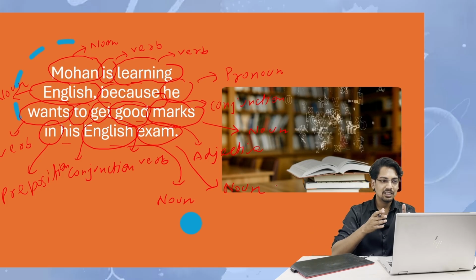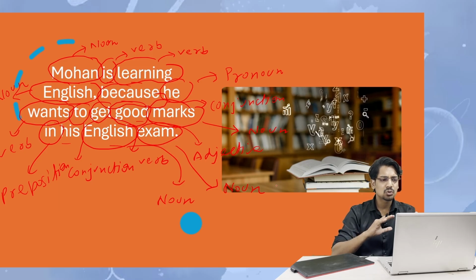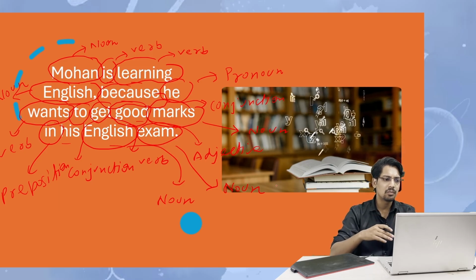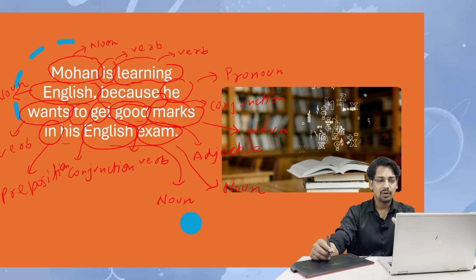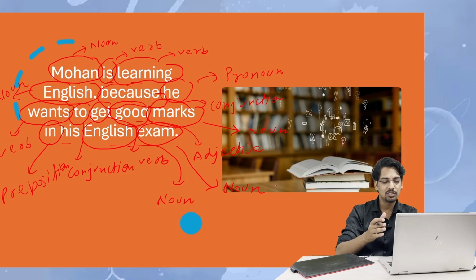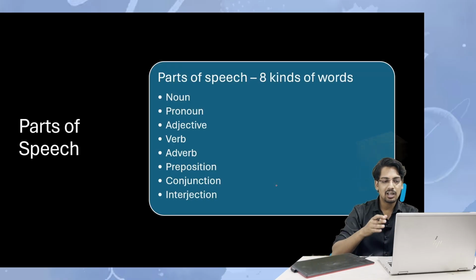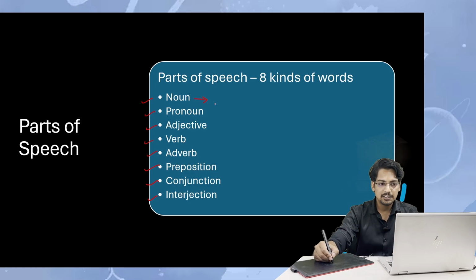Now can you see that in this sentence there are so many kinds of words like noun, pronoun, verb, adverb, preposition, conjunction, and adjective also. But in the parts of speech we have eight kinds of words: noun, pronoun, adjective, verb, adverb, preposition, conjunction, and interjection. Now let's learn it. What kind of word is a noun? Noun is a naming word.